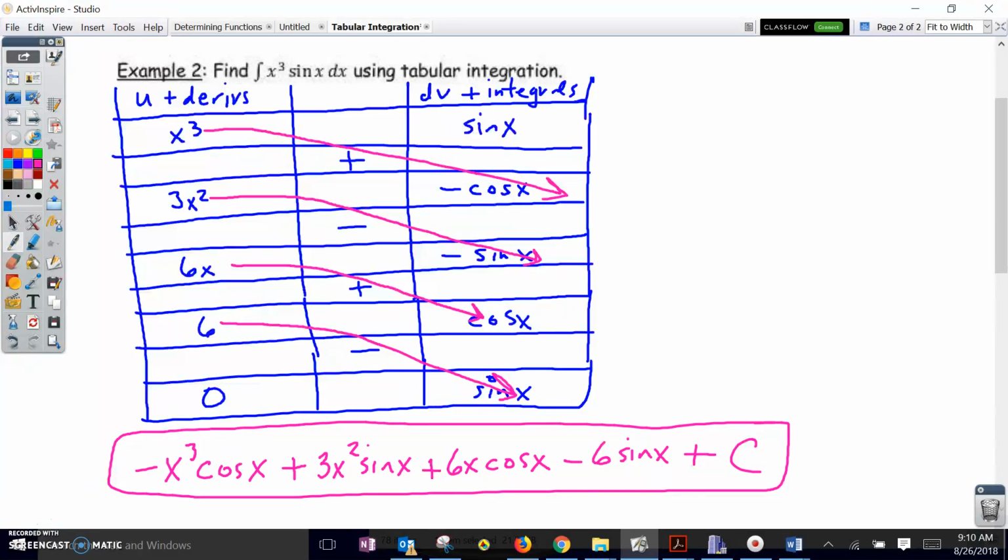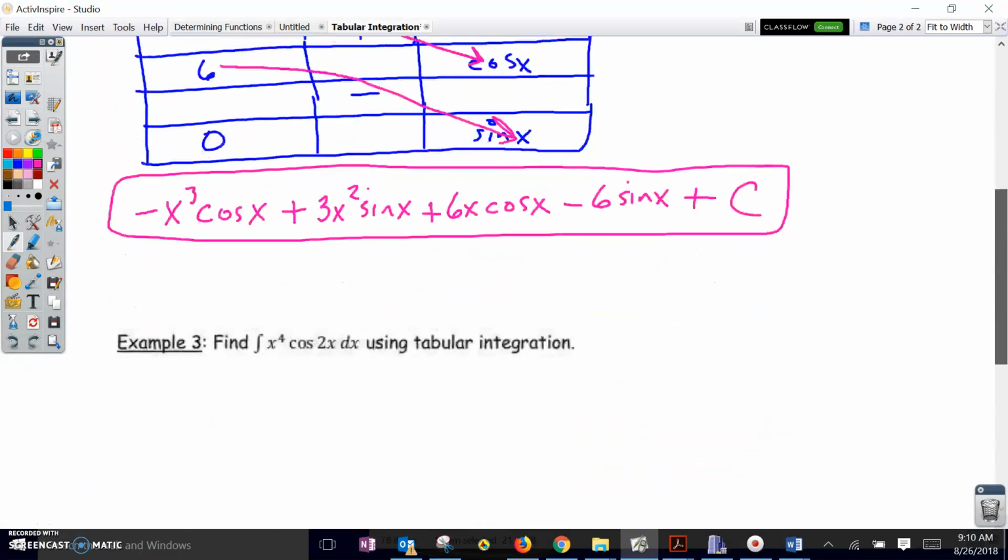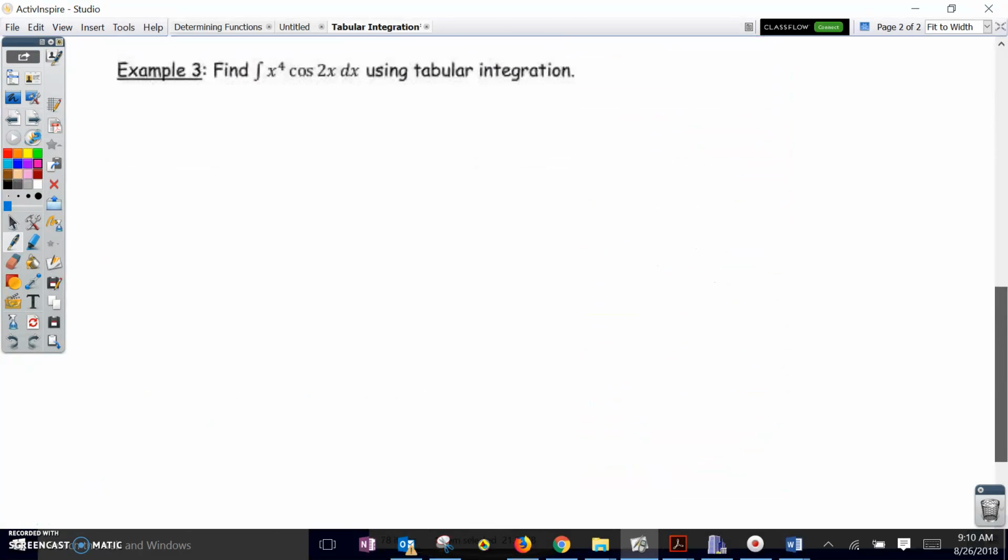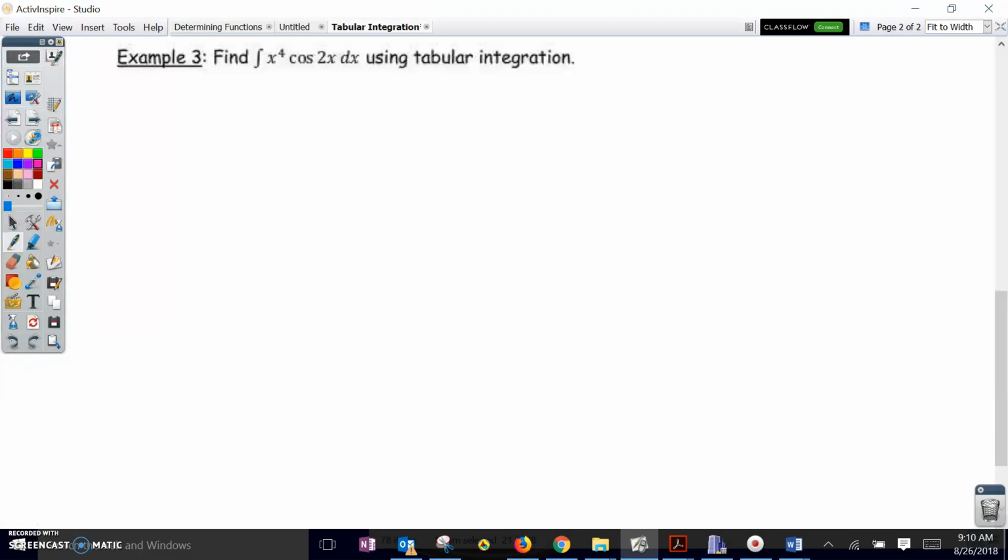Like I said, we could do that using multi-step integration by parts, but we'd have line after line, and the lines would probably get too long at the end of the process on our paper to find this integral. Alright, let's go on and do the last example here. We're going to find the integral of x to the fourth cosine of 2x using tabular integration.